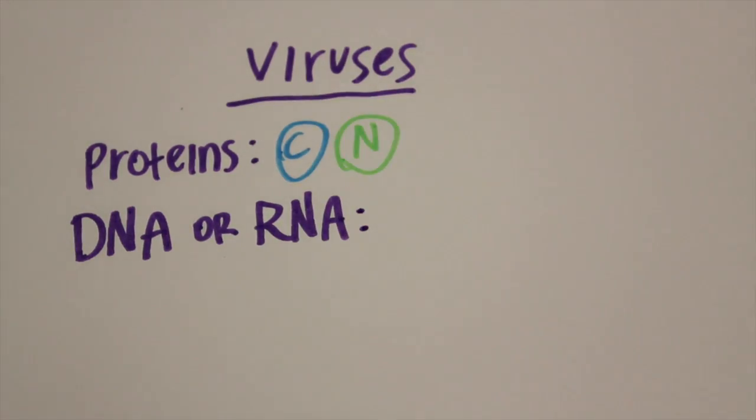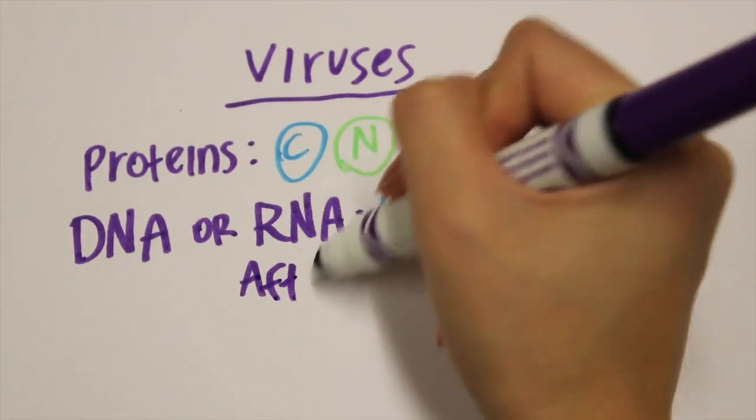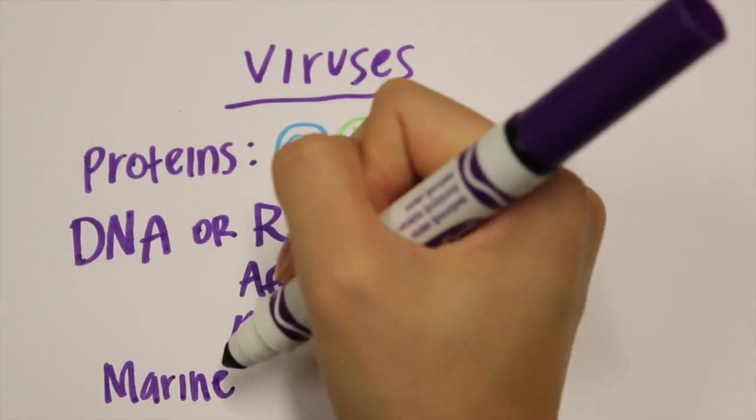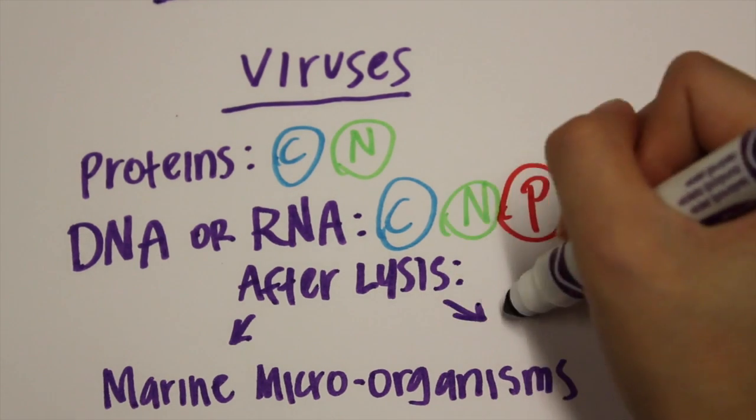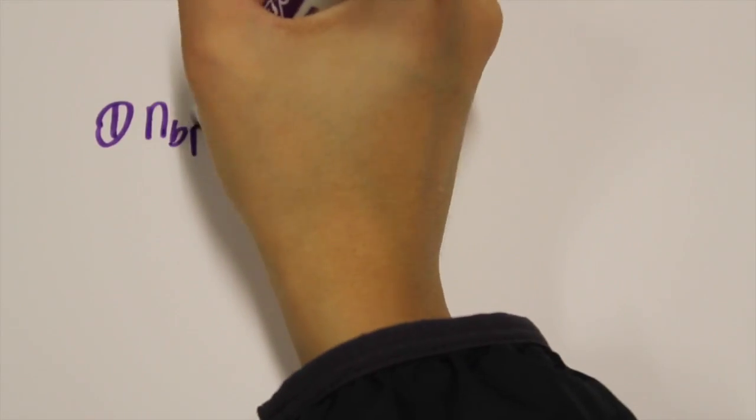Viruses are primarily composed of proteins, which contain carbon and nitrogen, and DNA or RNA, which contain carbon, nitrogen, and phosphorus. All this organic matter can be absorbed by marine microorganisms or pulled to the bottom of the ocean once released during lysis. How much nitrogen and phosphorus is released from viral shunt in oceans?